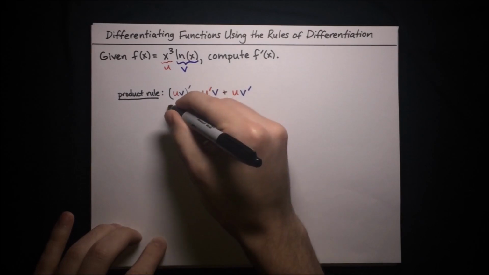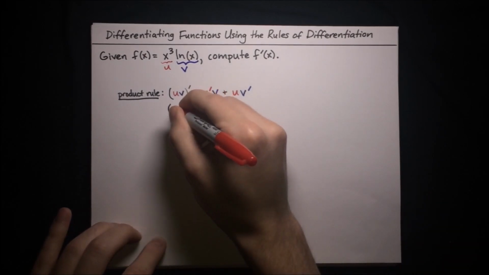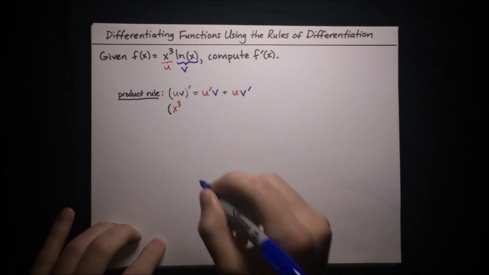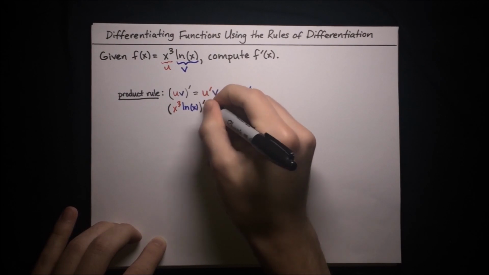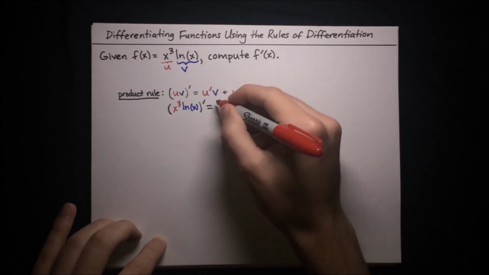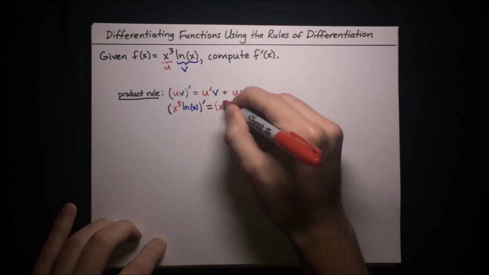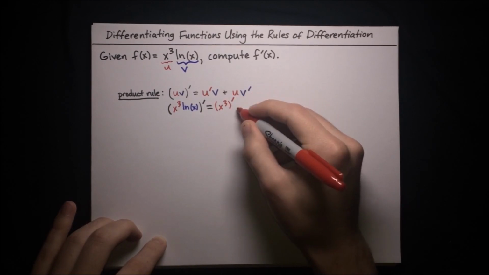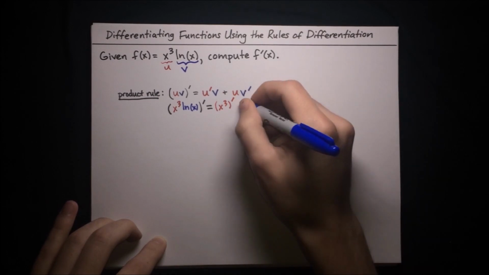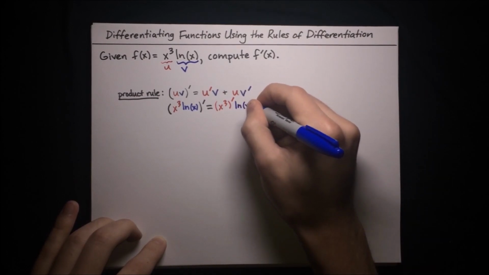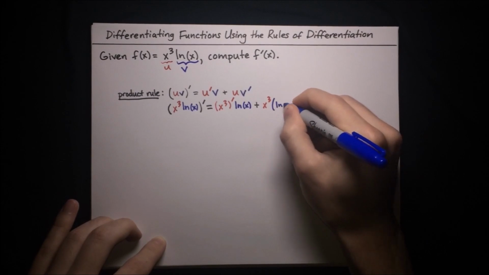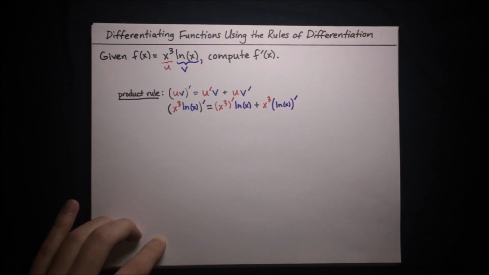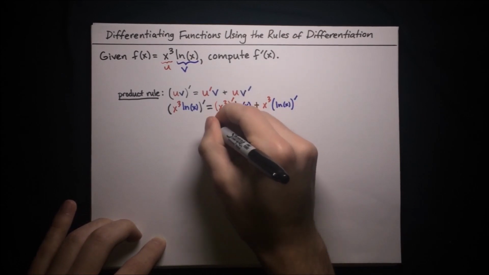So putting this into the product rule, we have that the derivative of the product x cubed times natural log of x is equal to the derivative of u, so let's just write x cubed prime for now. We'll actually compute that derivative in a little bit. Then times v, so times natural log of x, and then plus u, so plus x cubed times v prime, and v is natural log of x, so we want to differentiate that. So let's go ahead and compute these derivatives.